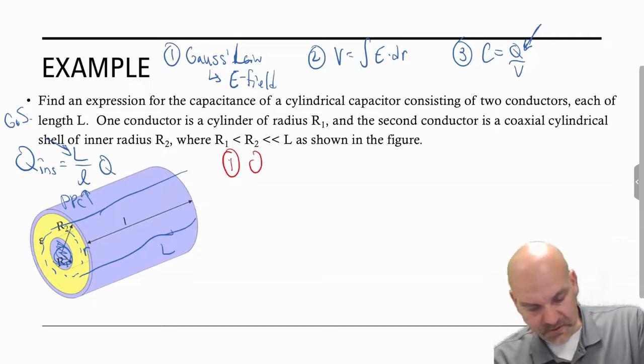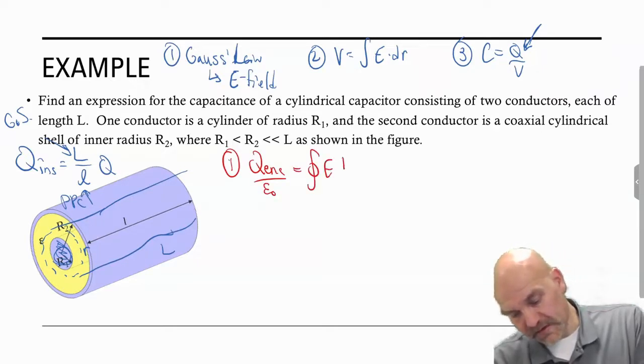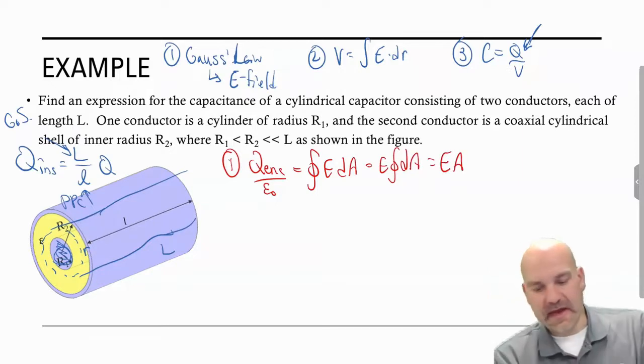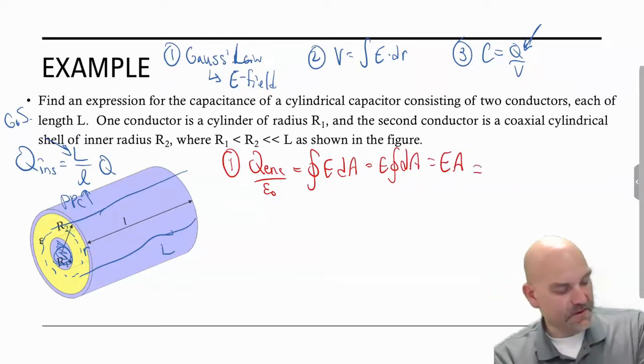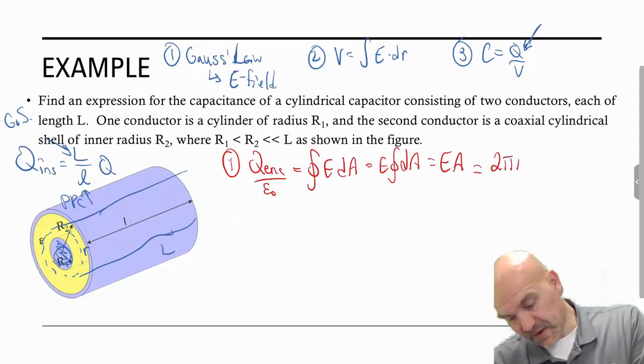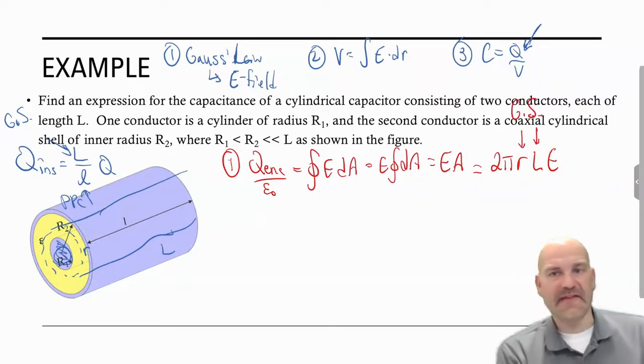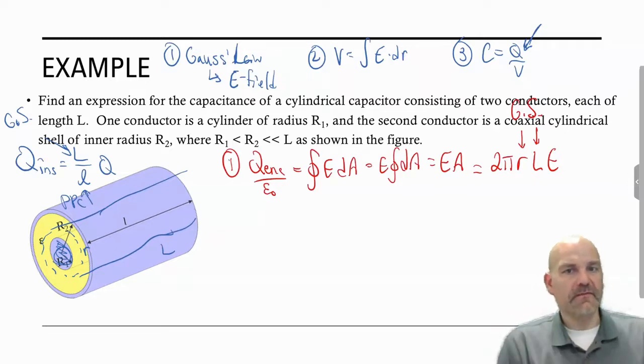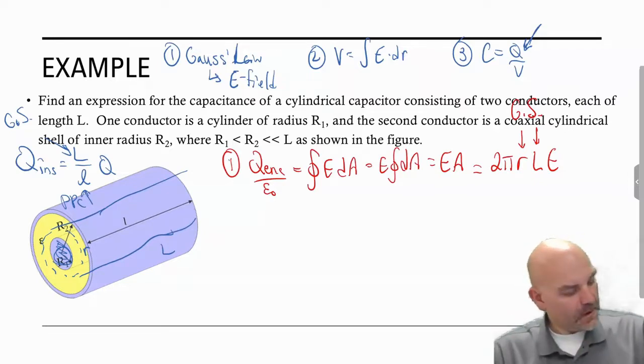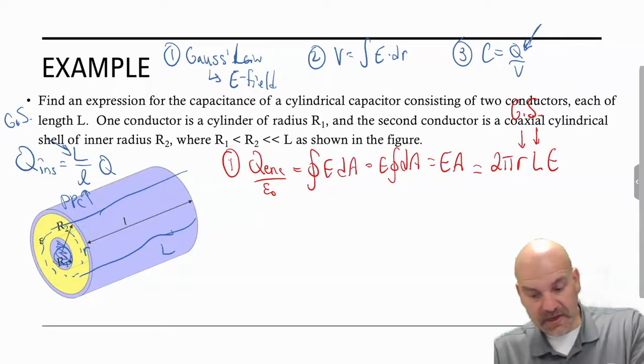So we would just simply do Q enclosed, or what we call Q inside, is equal to the integral of E dot dA. But again, to get down to EA, now this is a cylinder, so the surface of a cylinder is 2 pi r L, times E. But this r is the radius. These two are for the Gaussian surface, not the actual cylinder. That's why I'm using the capital L. Okay, so I'm going to solve this for E.